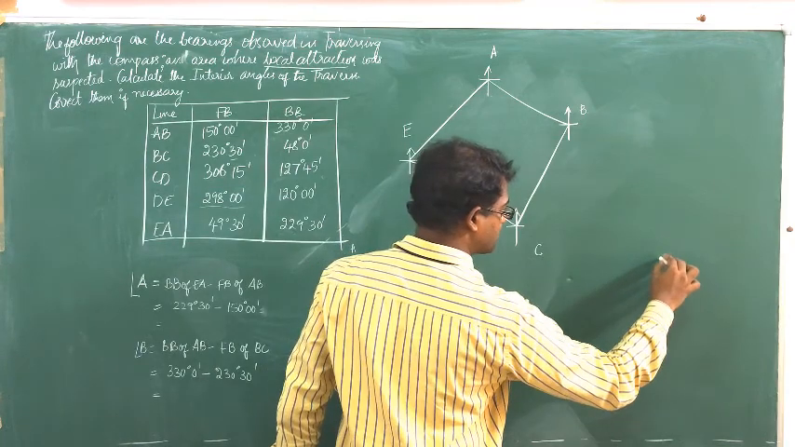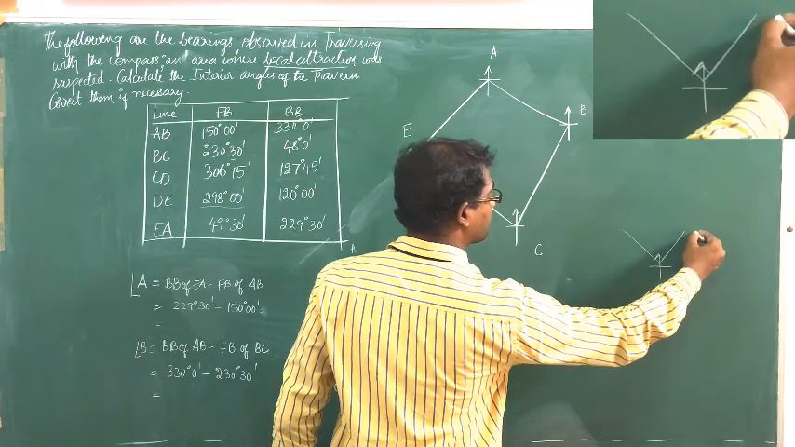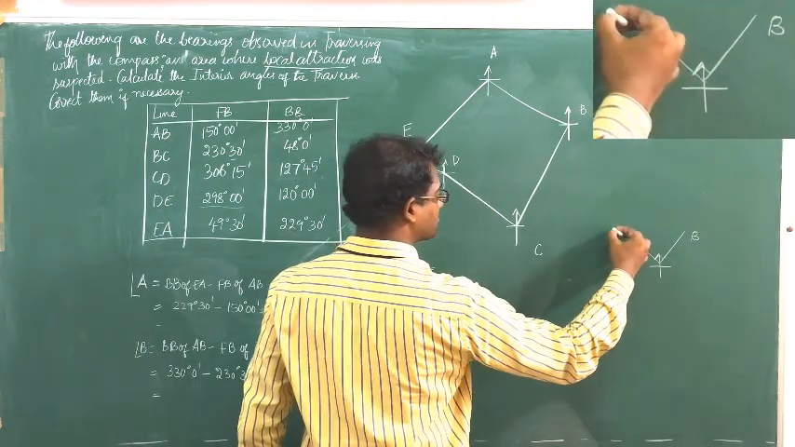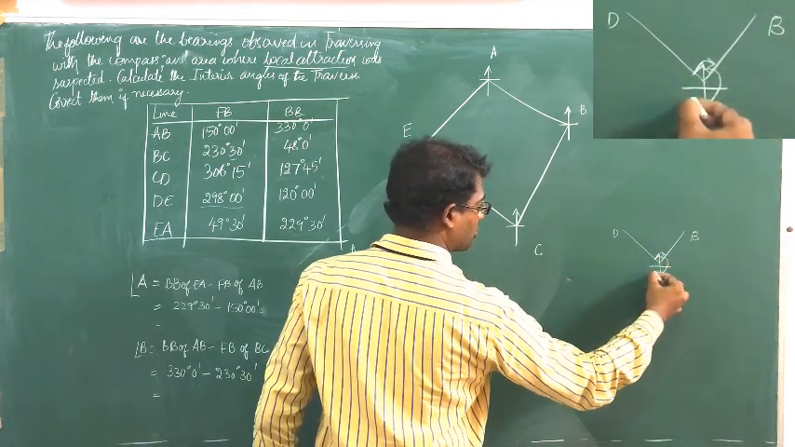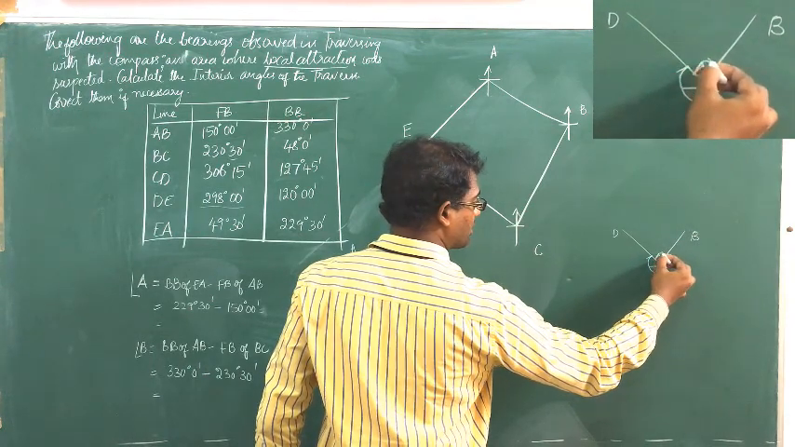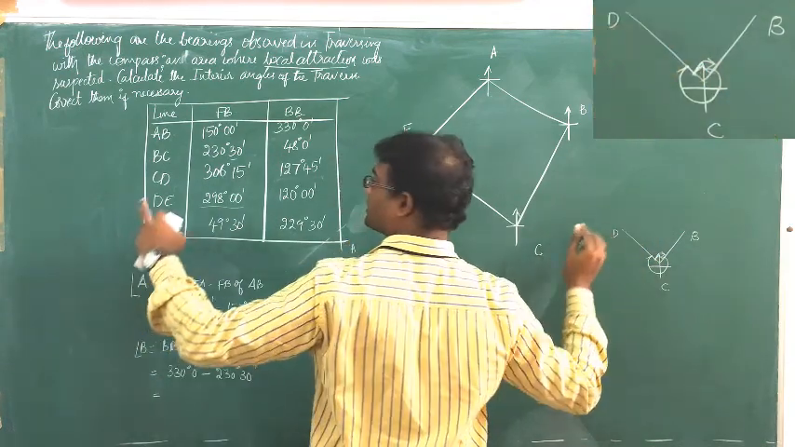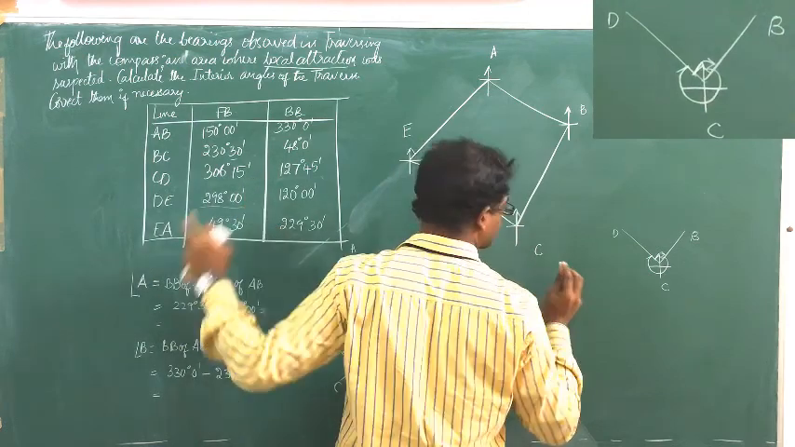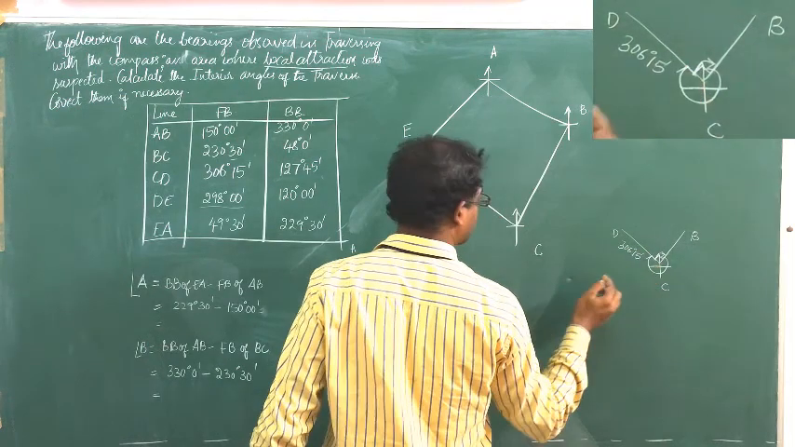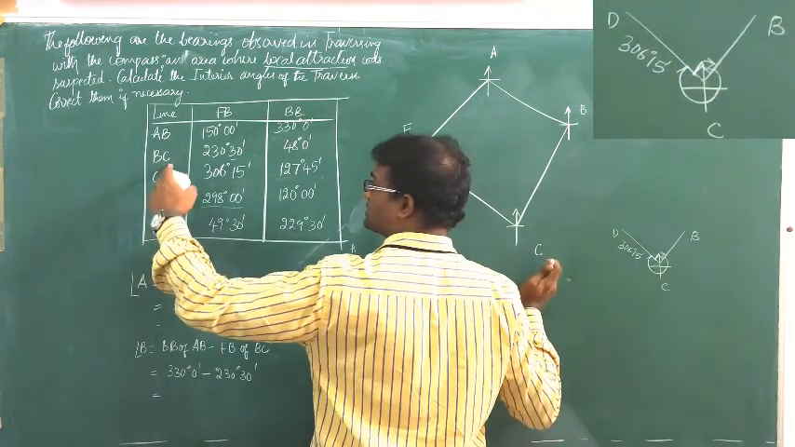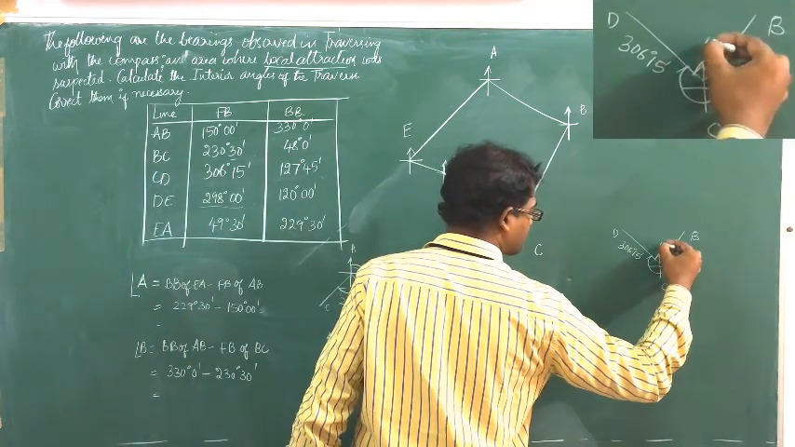Now draw station C. Now you have two lines there. One line is to B, another line is to D. Both bearings you know. From C to D is 306 degrees 15 minutes. This is 306 degrees 15 minutes because it is the forebearing. Now C to B, I'm coming back, so this is the back bearing, 48 degrees.